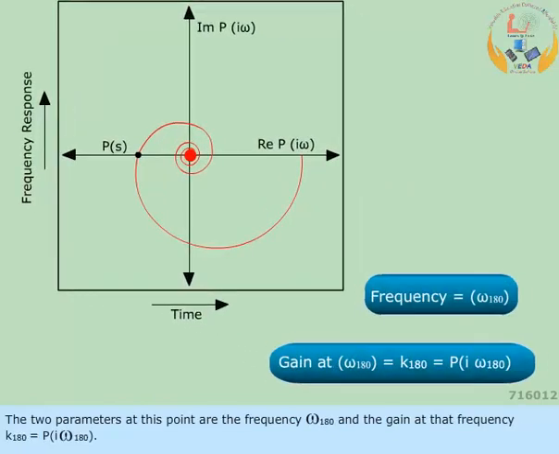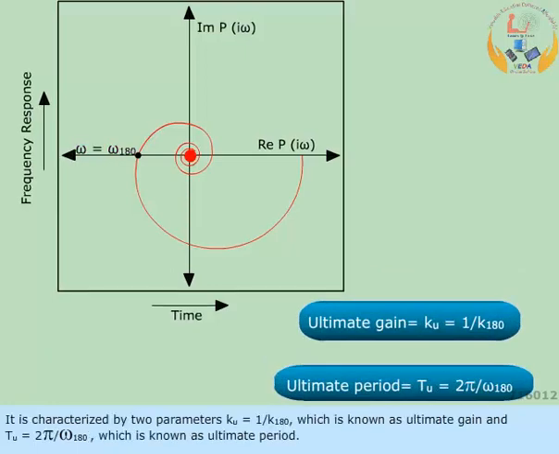The two parameters at this point are the frequency omega 180 and the gain at that frequency, K180 equals P of i omega 180. It is characterized by two parameters: Ku equals 1 by K180, which is known as ultimate gain, and Tu equals 2 pi divided by omega 180, which is known as ultimate period.